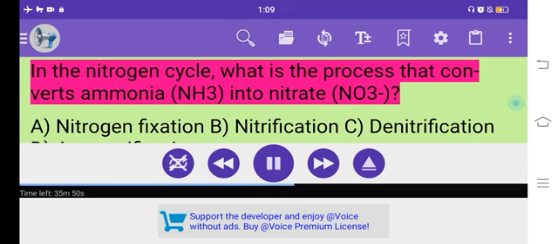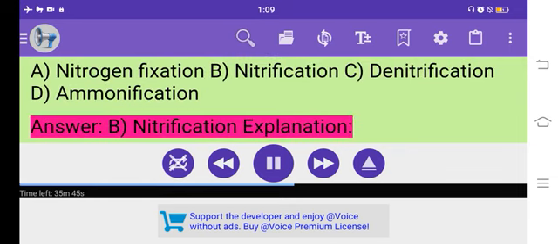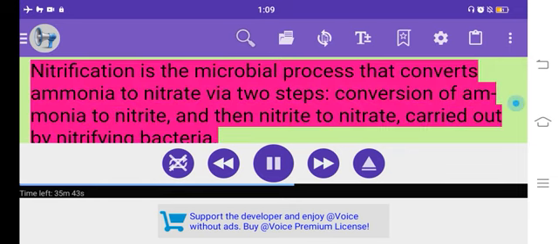In the nitrogen cycle, what is the process that converts ammonia, NH3, into nitrate, NO3-? A. Nitrogen fixation. B. Nitrification. C. Denitrification. D. Ammonification. Answer: B. Nitrification. Explanation: nitrification is a microbial process that converts ammonia to nitrate via two steps, conversion of ammonia to nitrite, and then nitrite to nitrate, carried out by nitrifying bacteria.